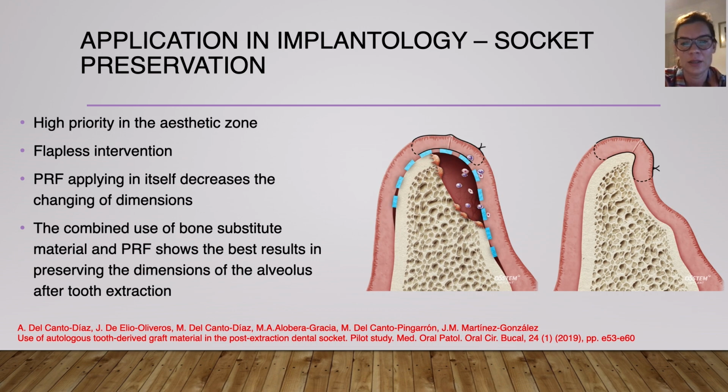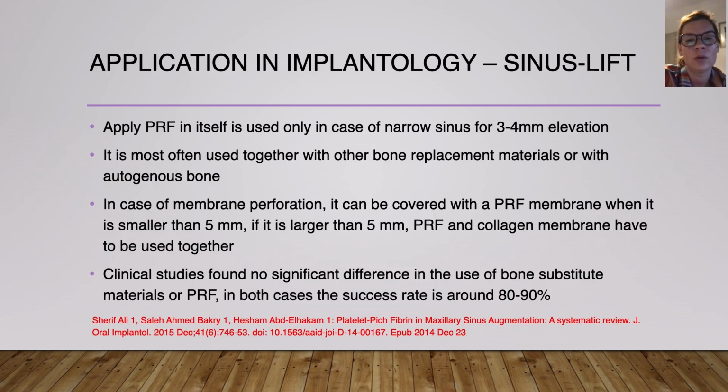How could we apply the PRF in implantology? First, we could apply it in case of socket preservation. So when we remove a tooth, we could place PRF plugs in itself inside the alveolar socket. The success rate of this type of socket preservation is quite high, but the literature wrote that we could get the best result if we mix the PRF plugs or the IPRF with some other types of bone substitution material. We could use it also in case of sinus lifting, but PRF in itself used for sinus lifting is recommended only in cases of narrow sinus, when we want to make a little elevation between 3 to 4 millimeters. In other cases, it is recommended to mix the PRF with other bone substitution materials.